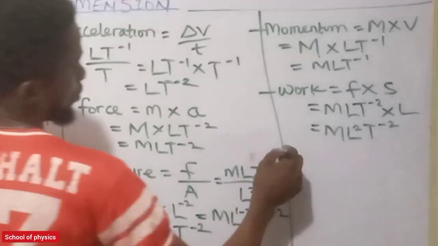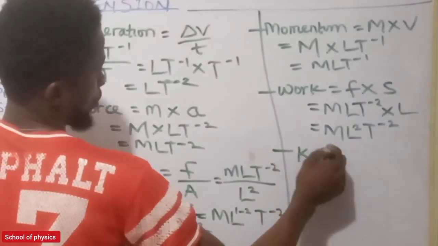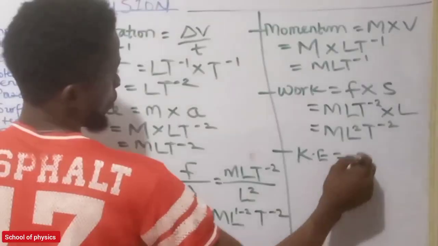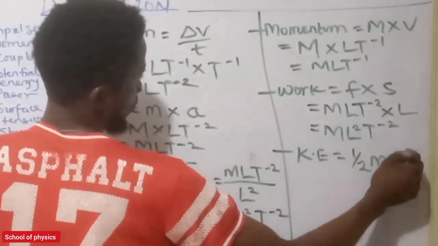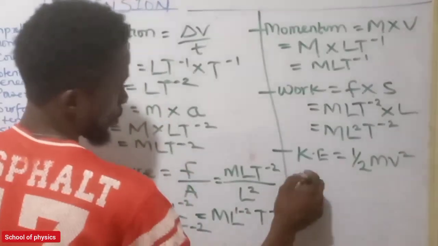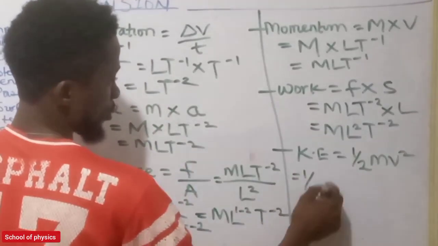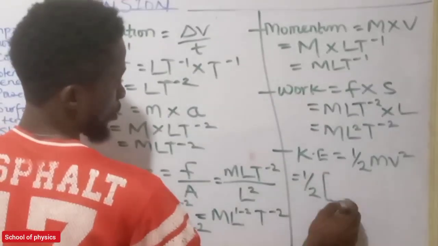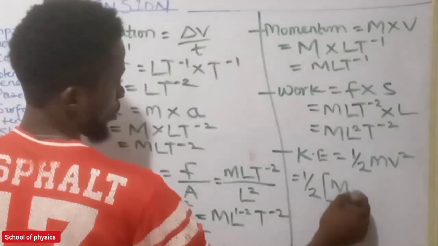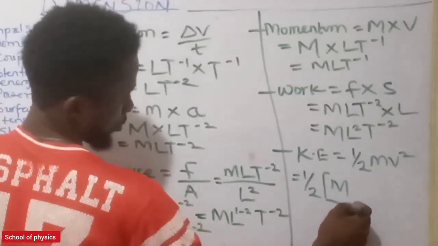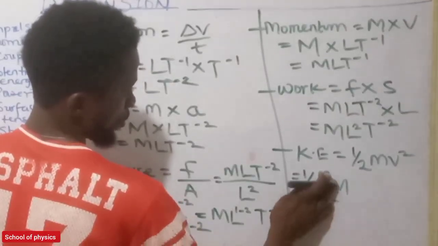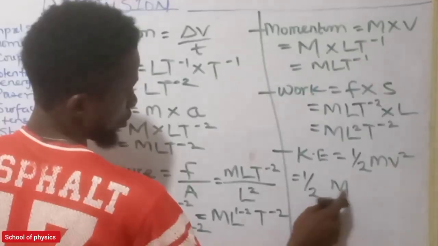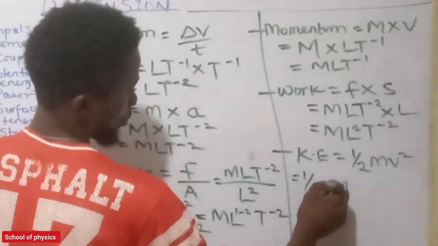And next on our list is kinetic energy. That is half the product of mass and the square of velocity. So I'll write out my half. Half has no dimension. Any number is not reflected on our dimension.